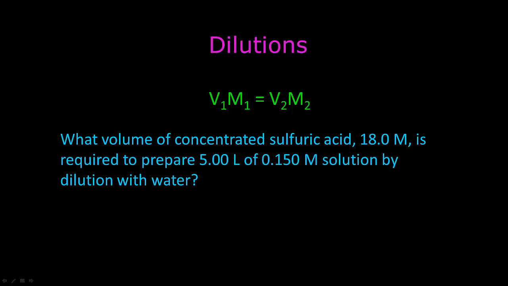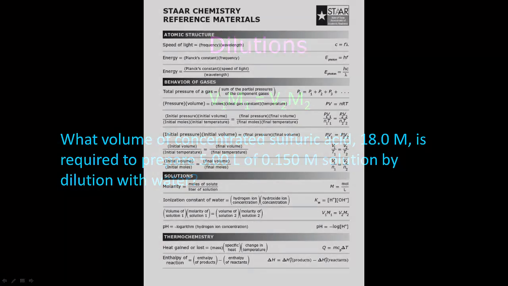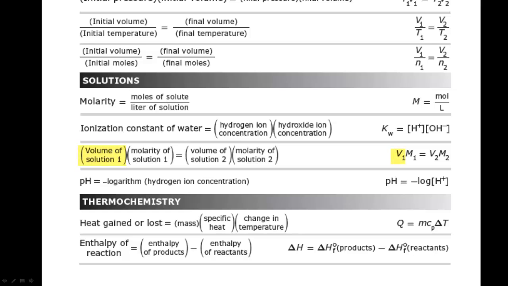Now let's look at a dilution problem. Our formula is V1 times M1 is equal to V2 times M2. You can find this on your STAR reference sheet. V1 stands for the initial volume. M1 stands for the initial molarity, V2 stands for the final volume, and M2 the final molarity.